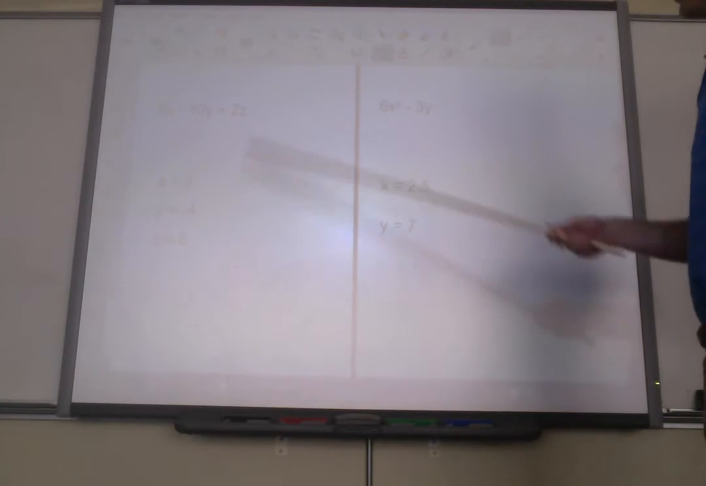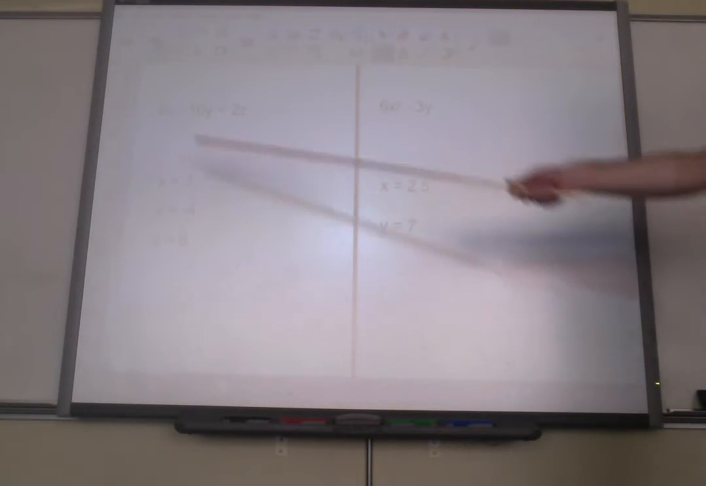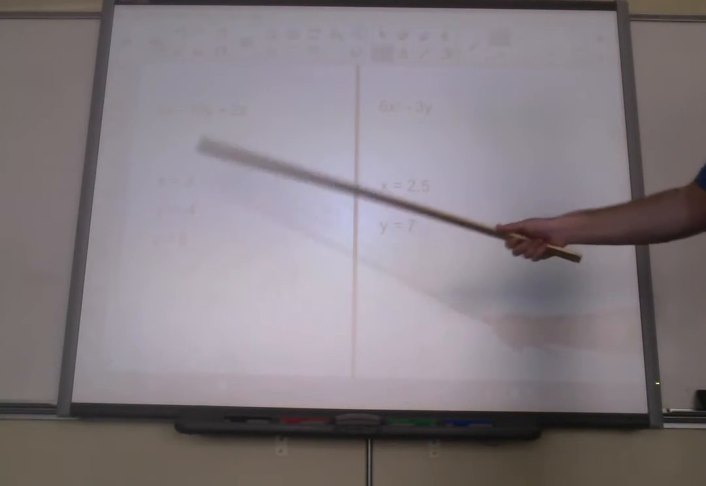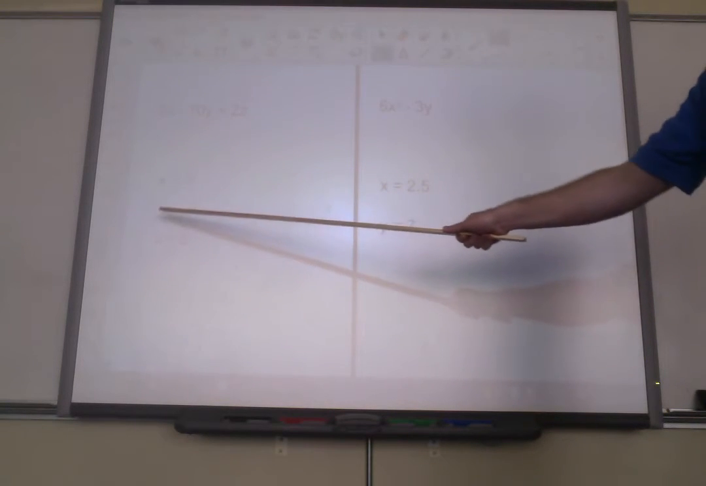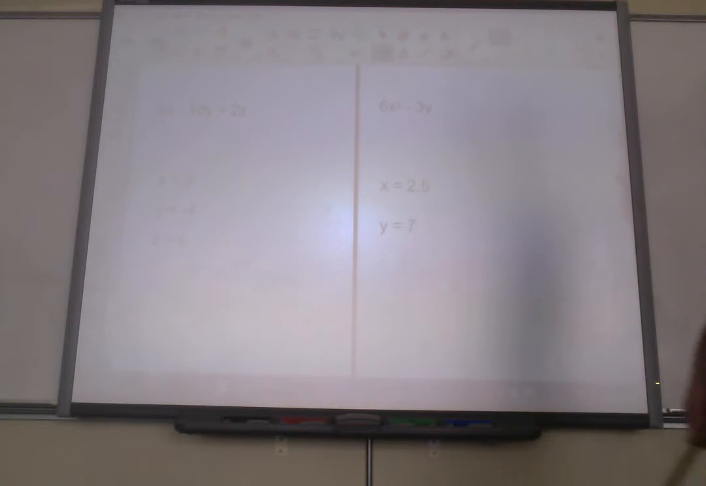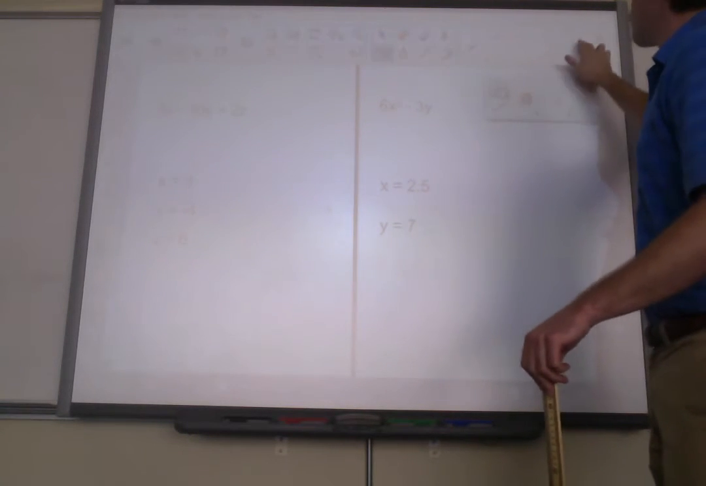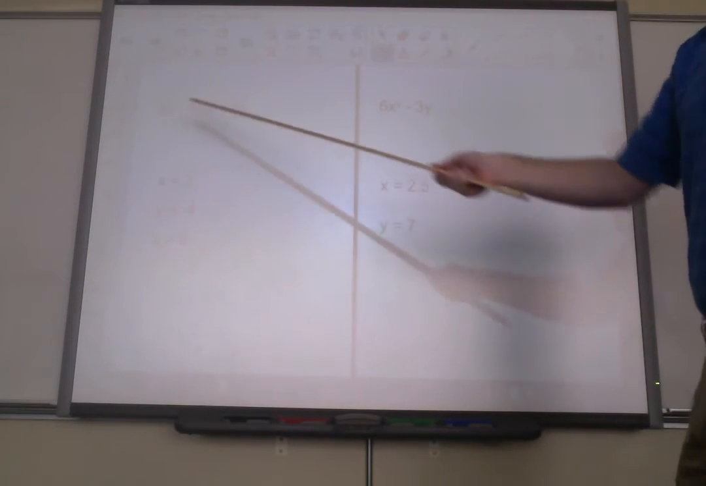These are two different problems. Let's start with the one on the left here. We've got 8x minus 10y plus 2z. But it tells you that x equals 3, y equals negative 4, and z equals 6. So what we're going to do is we're going to go ahead and substitute those numbers in for the variables.